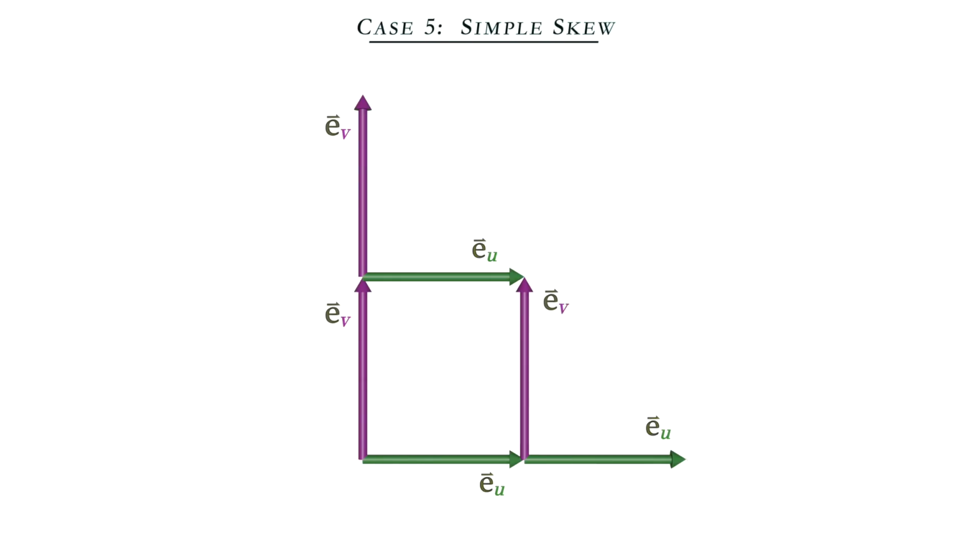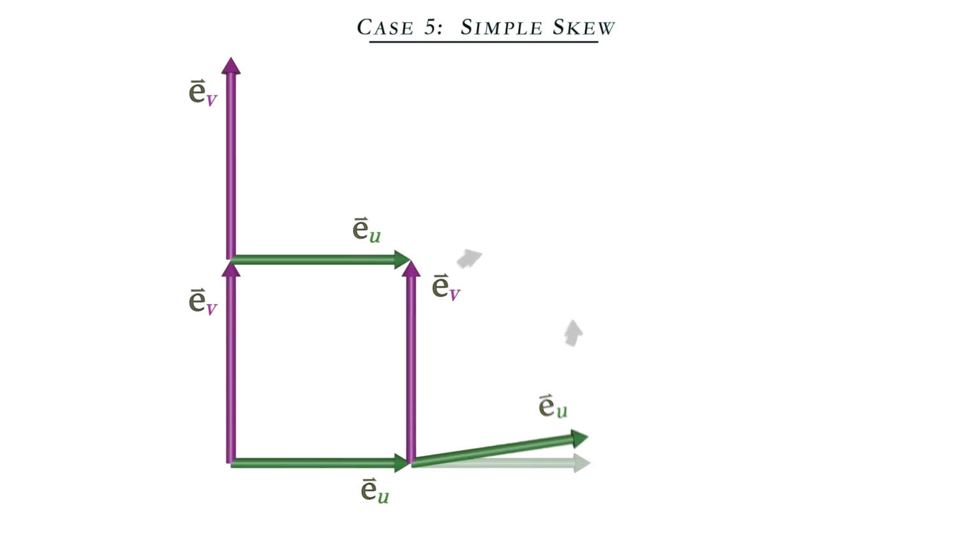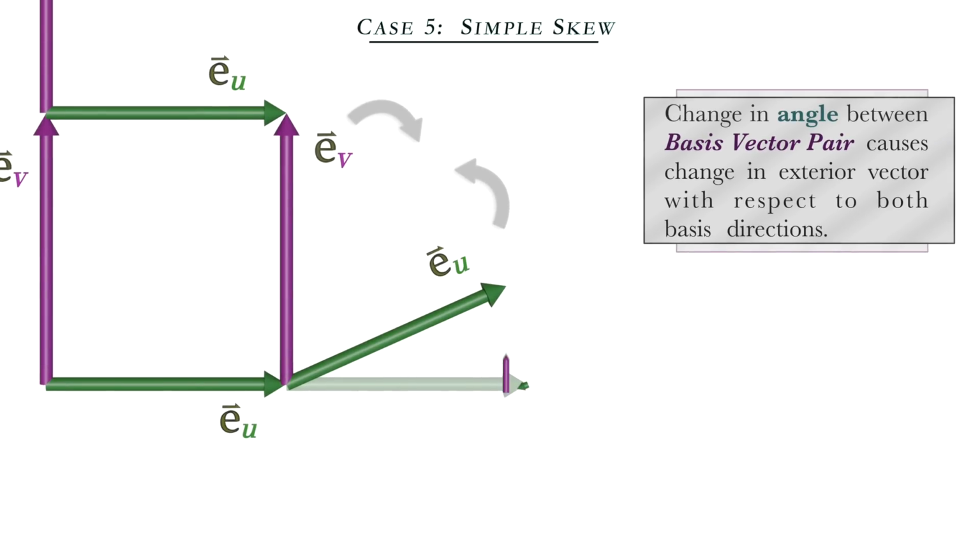Our fifth case is that of a simple skewing of one of the basis pairs. This skewing only affects a single basis vector, but requires that 2 Christoffel symbols are activated.